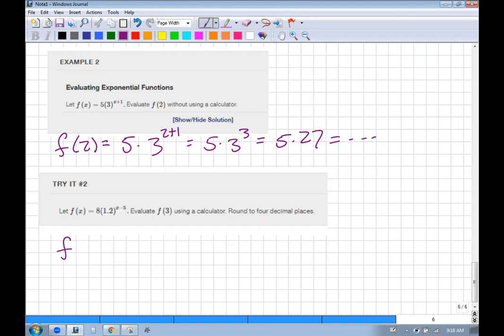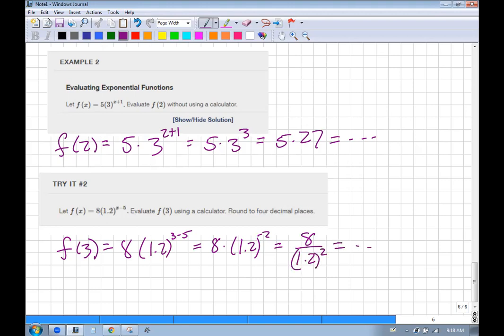Here's another exponential function. We want f of 3. We replace x with 3. This is 8 times 1.2 to the negative 2 power, or 8 divided by 1.2 squared. Plug it in your calculator. It's easier with these whole numbers. Like, what is 3 to the 3.1415 power? I don't know. Plug it into your calculator. There's a button for that, called x to the y. You want to figure that out.